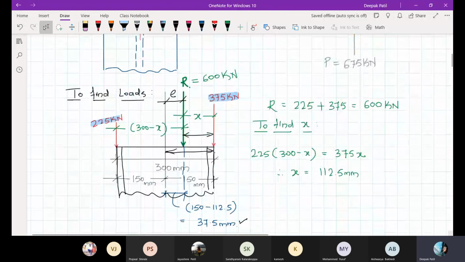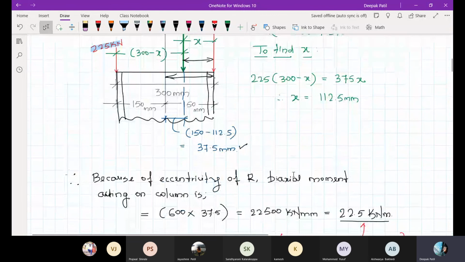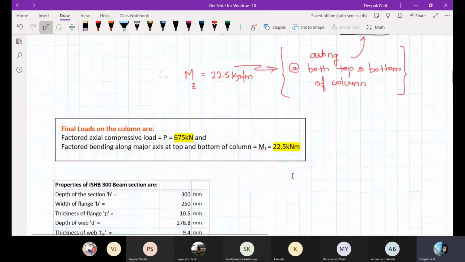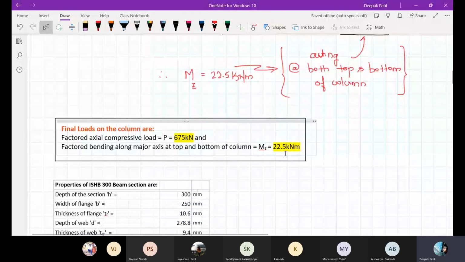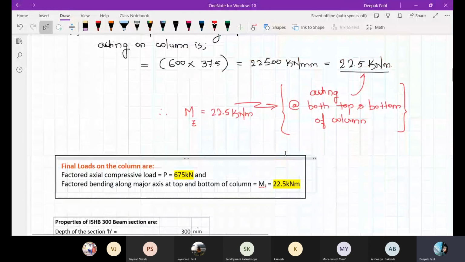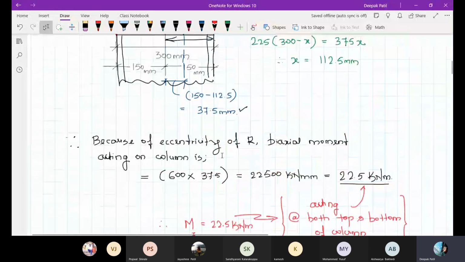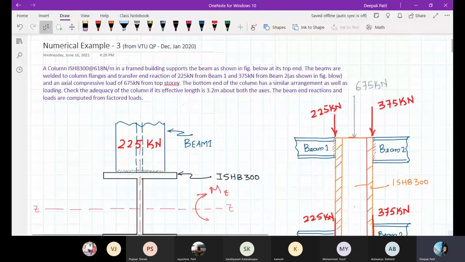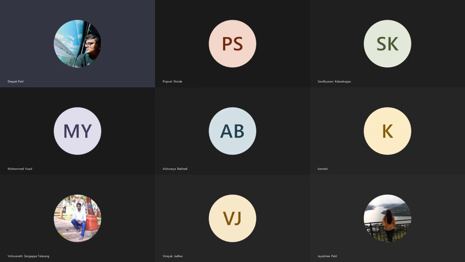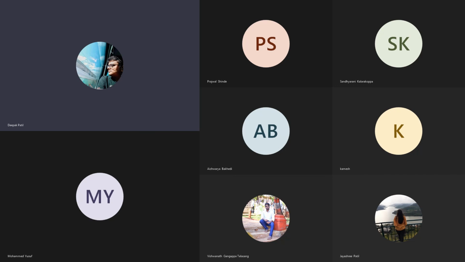What I would like to do is I will be posting one numerical example from the previous year question paper, and I want all of you to try it and get me the values of the actual loads which are being applied on the column. That means I want P, MZ and MY both at top and bottom of the column. After this class, I will post that question, and I want all of you to get those values before the next class. So let us stop the class here.